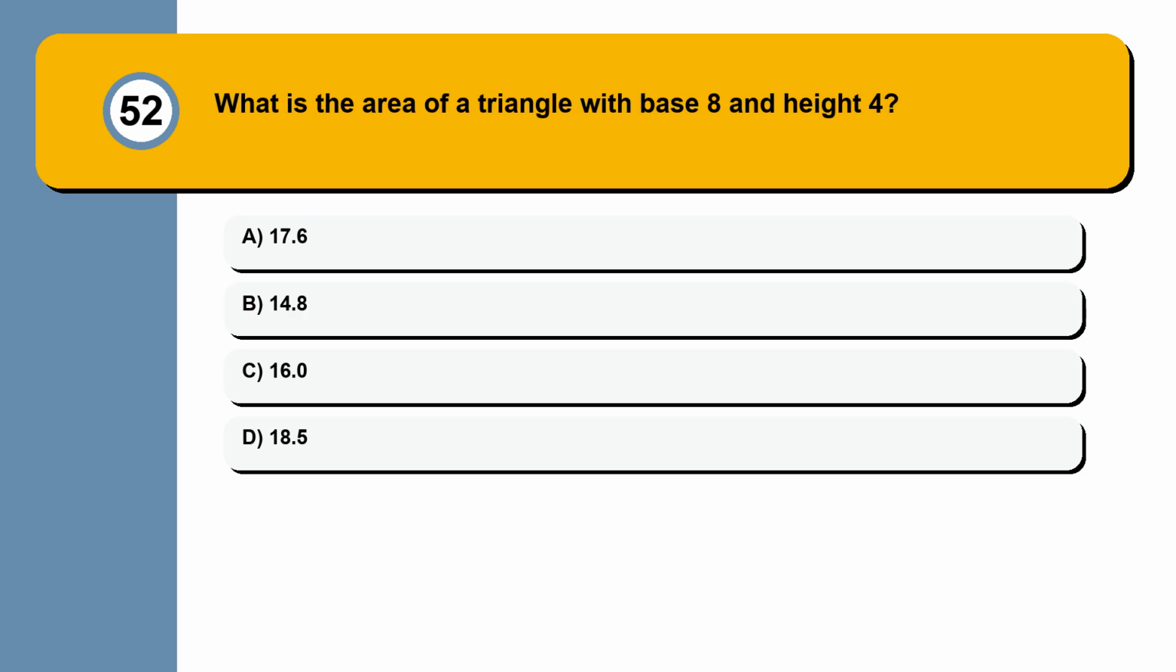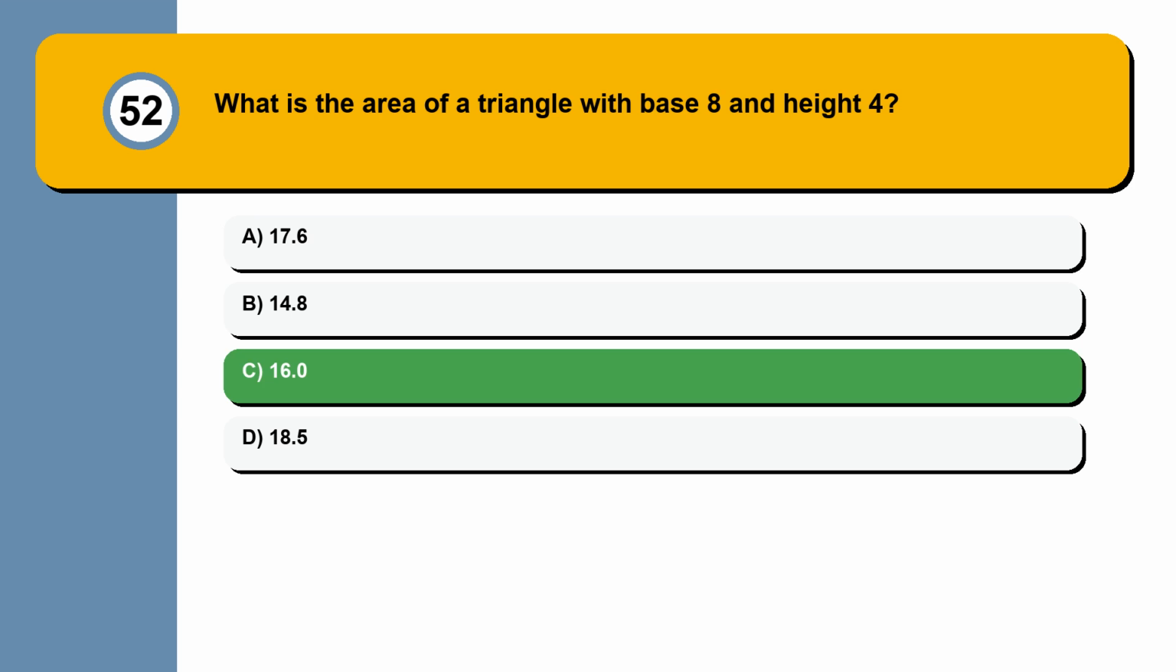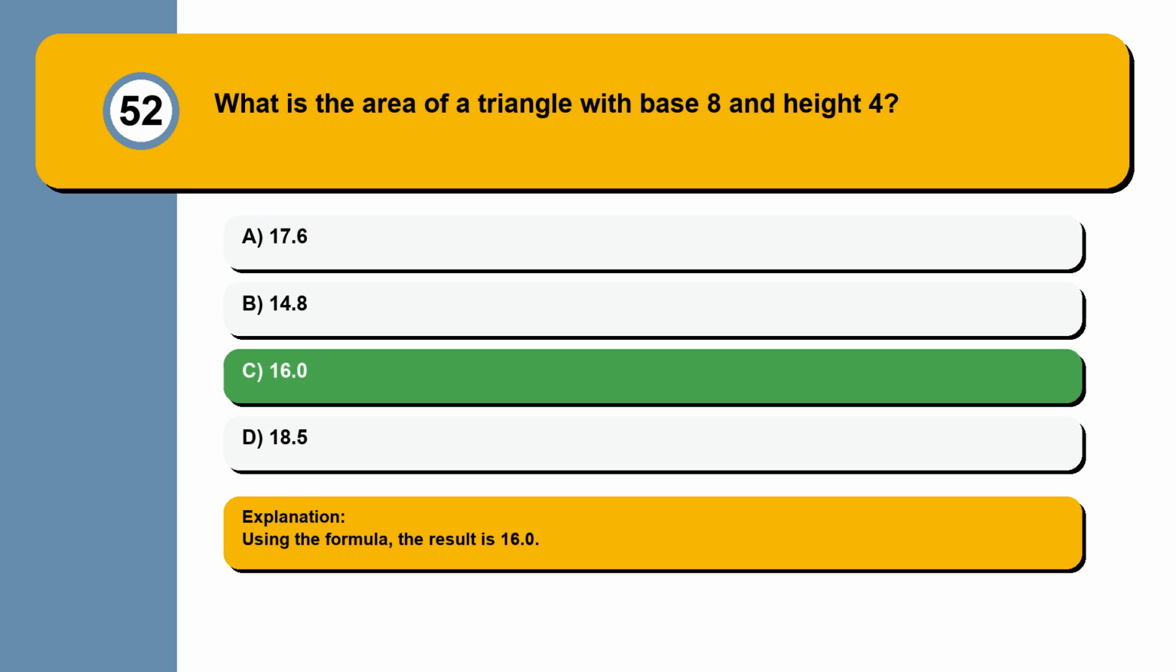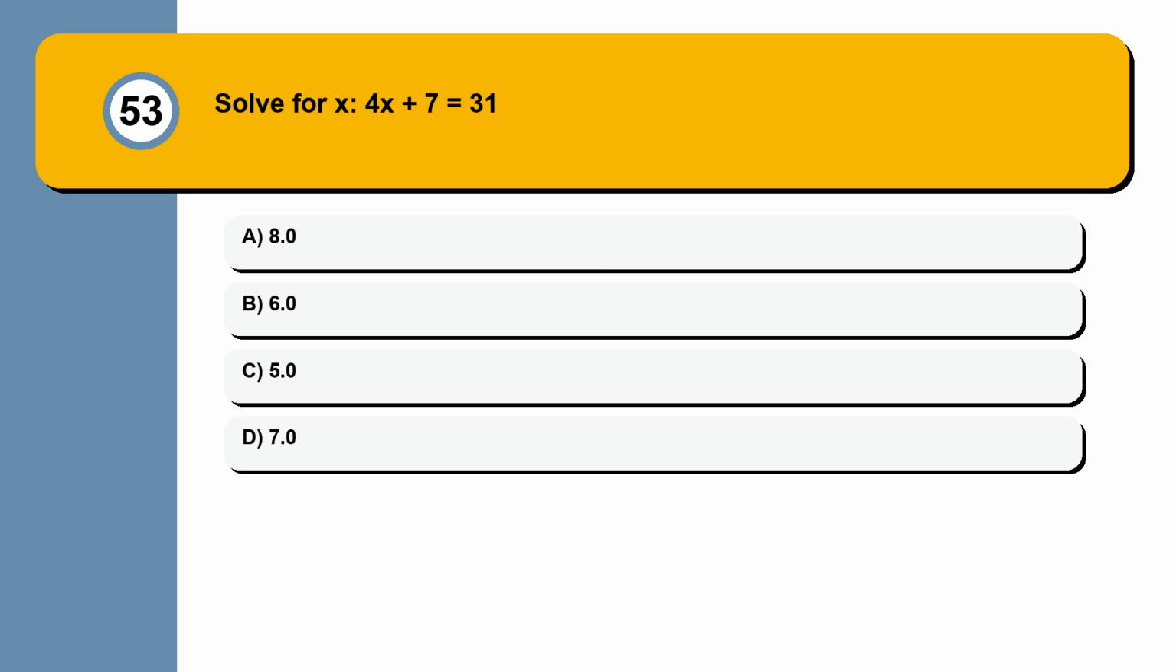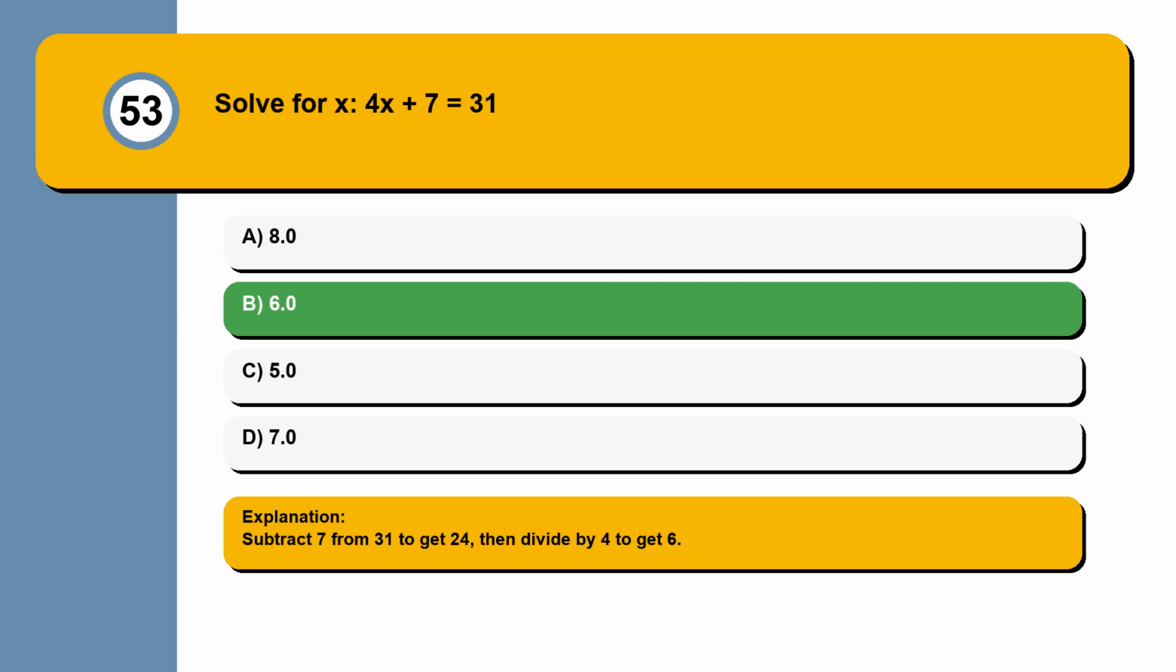Question 52. What is the area of a triangle with base 8 and height 4? 17.6, 14.8, 16.0, 18.5. Using the formula, the result is 16.0. Question 53. Solve for x. 4x plus 7 equals 31. 8.0, 6.0, 5.0, 7.0. Subtract 7 from 31 to get 24, then divide by 4 to get 6.